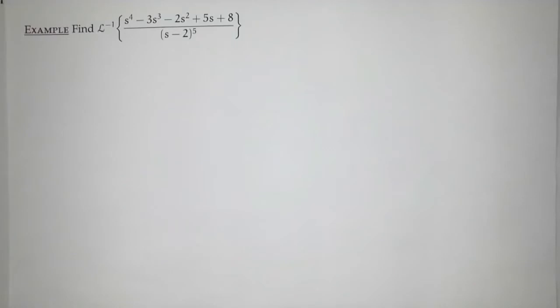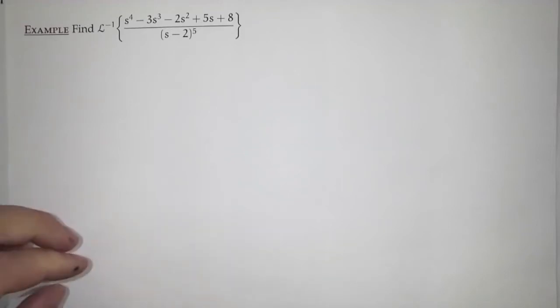All right. Find the inverse Laplace transform of s to the 4th minus 3s cubed minus 2s squared plus 5s plus 8 all over s minus 2 to the 5th. Oh, good times. Okay. And I claim we're going to finish this before time expires. I know you're skeptical, but okay. What do we need to do to start? Partial fractions. Yes, good. Partial fractions.